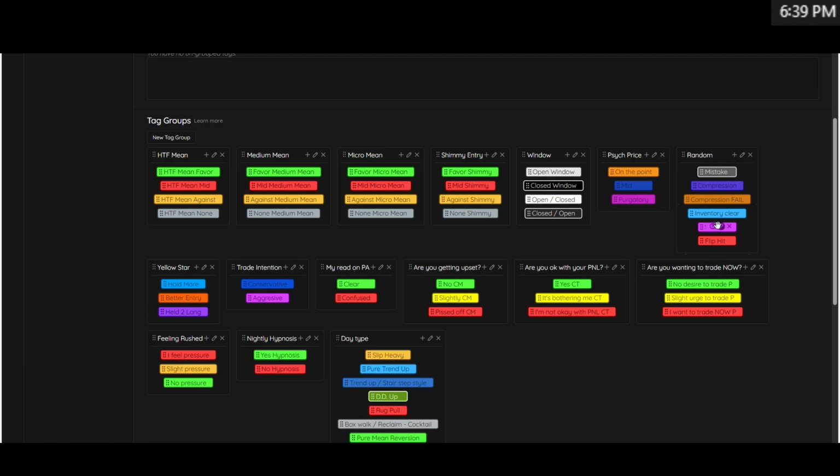Next, we have random tags. We got mistake, which is the cat walks on the keyboard and submits a trade, or I didn't mean to put a trade on because I fat fingered the mouse. I want to know about that.